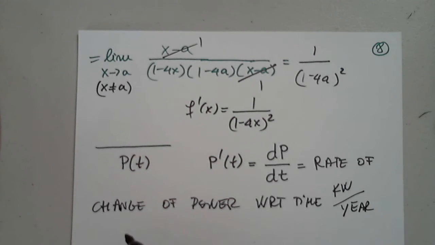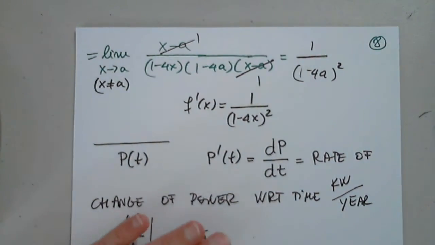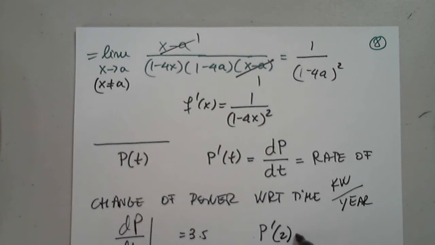Okay, part B. Interpret the statement dP/dt at t equals 2 equals 3.5. Perfect. So when we use this notation, it's very easy to ask, find P prime of 2. And that's all it means.